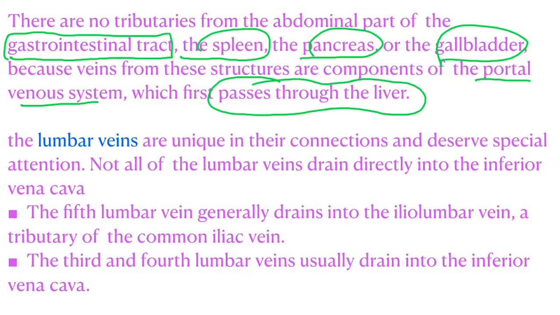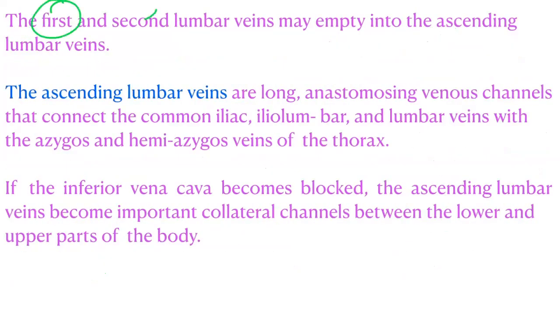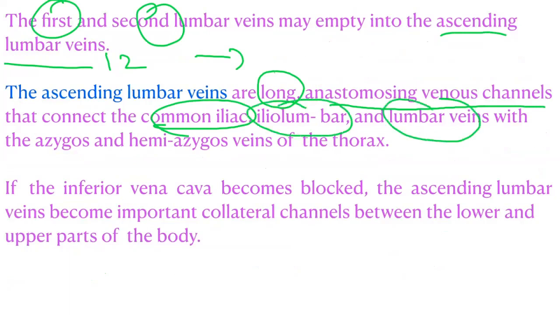Coming to the lumbar veins, they are unique in their connections and deserve special attention. Not all lumbar veins drain directly into the inferior vena cava. The fifth lumbar vein generally drains into the iliolumbar vein. The third and fourth drain into the inferior vena cava, whereas the first and second drain into the ascending lumbar vein. Ascending lumbar veins are long, anastomosing venous channels that connect the common iliac, iliolumbar, and lumbar veins with the azygos and hemiazygos veins of the thorax.